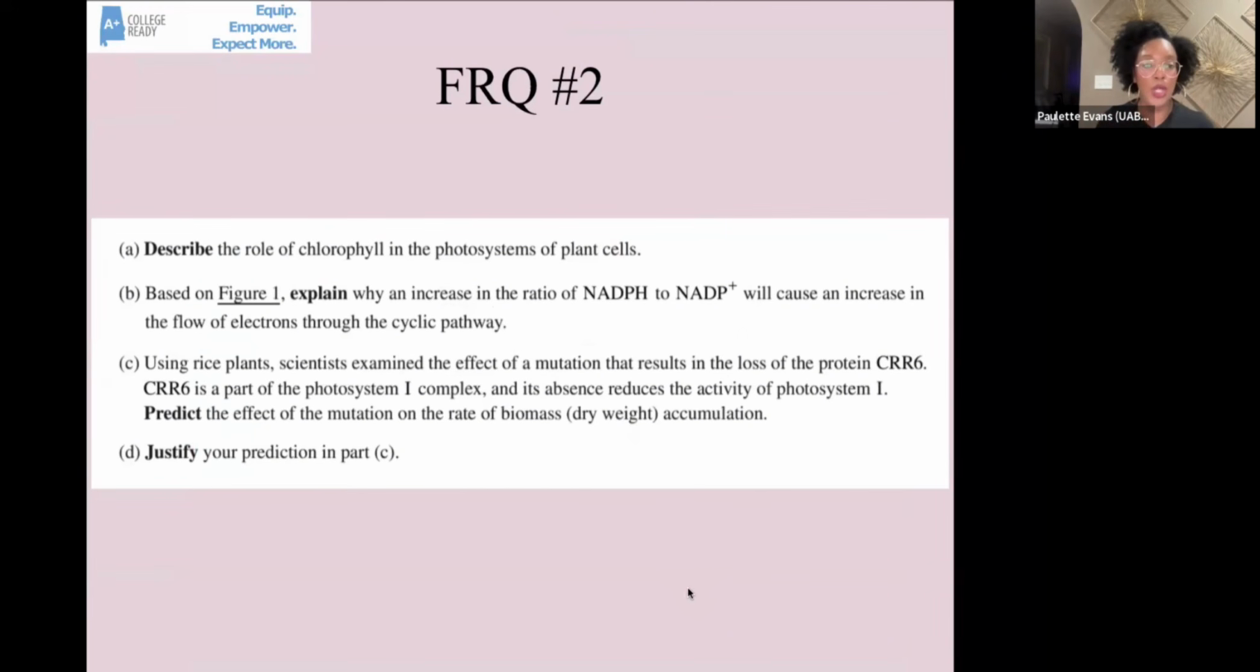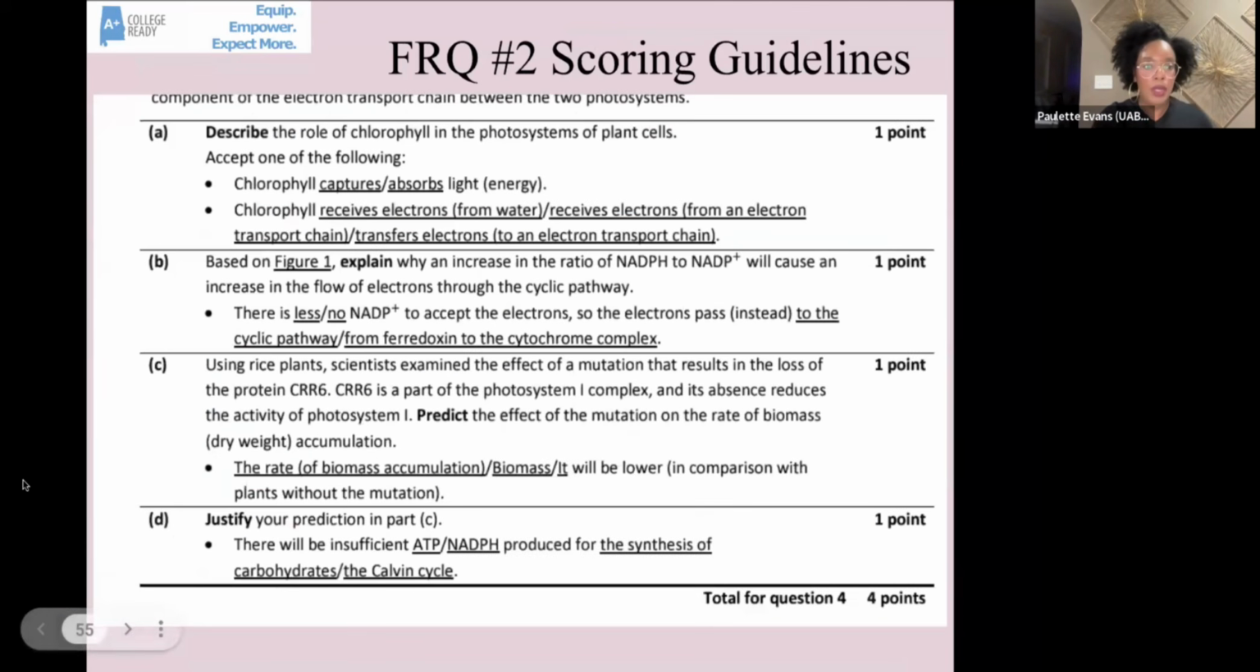Let's go ahead and take a look at acceptable responses to FRQ2. All right, let's move myself again. I'm doing lots of, hopefully I'm not making you all disoriented by all my movement. Okay, let's see, move me over.